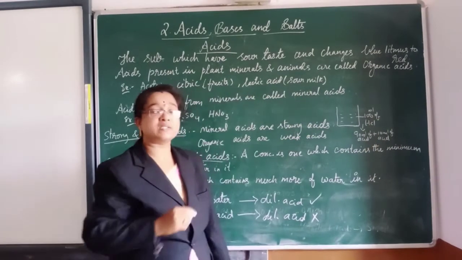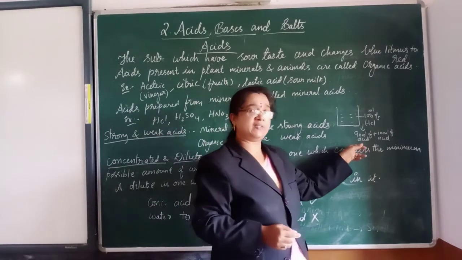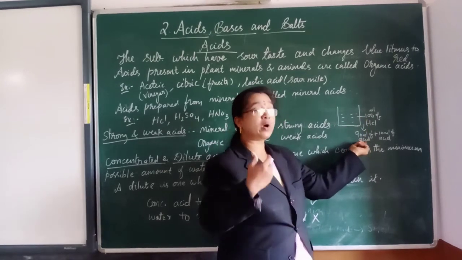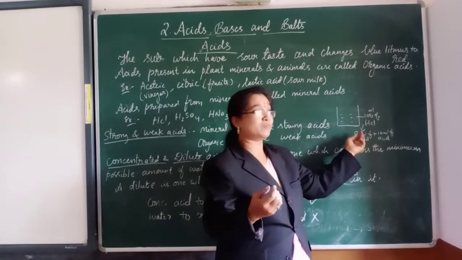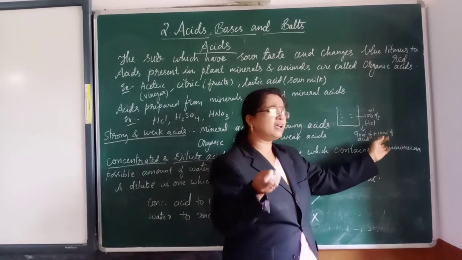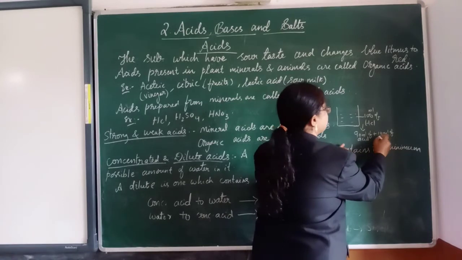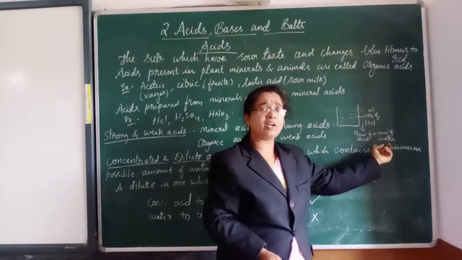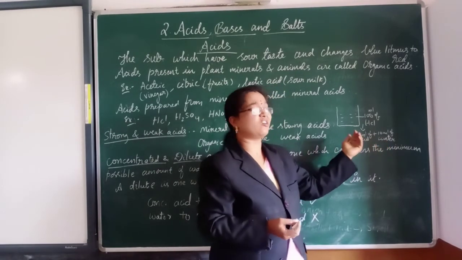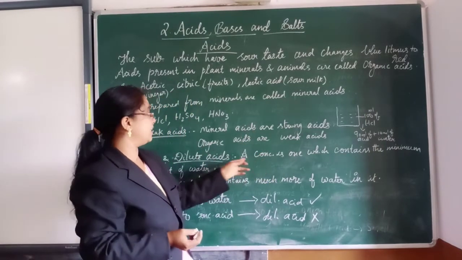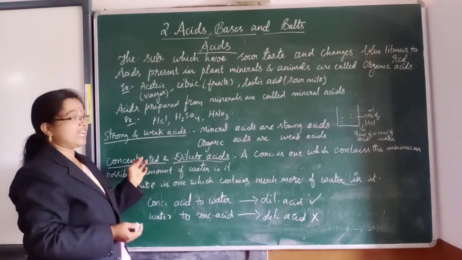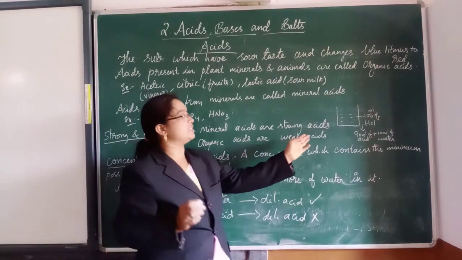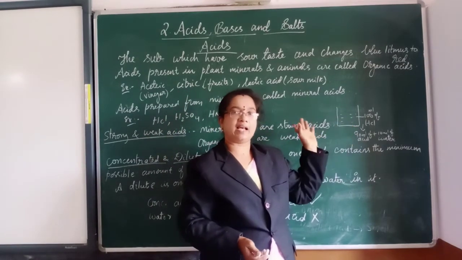Okay, see which quantity is more here? Acid quantity is more here, isn't it? I have taken 100 ml of hydrochloric acid here, but which quantity is more? Acid quantity is more. 90 ml acid is there, only 10 ml of water is there. So here water quantity is very less compared to acid quantity, isn't it? So that type of acids we will call concentrated acids. The acids in which there will be a minimum amount of water, that type of acids we will call concentrated acids.